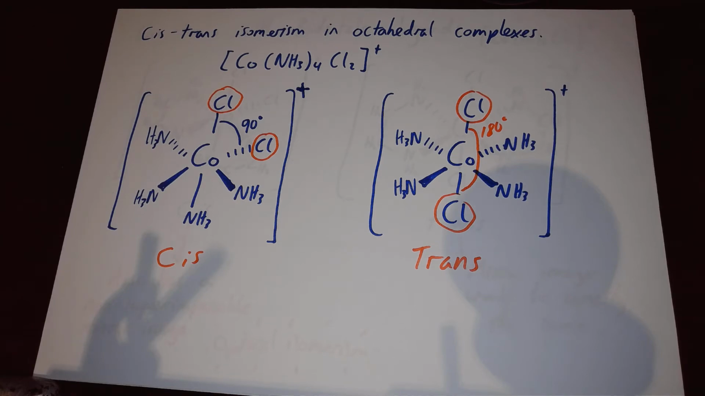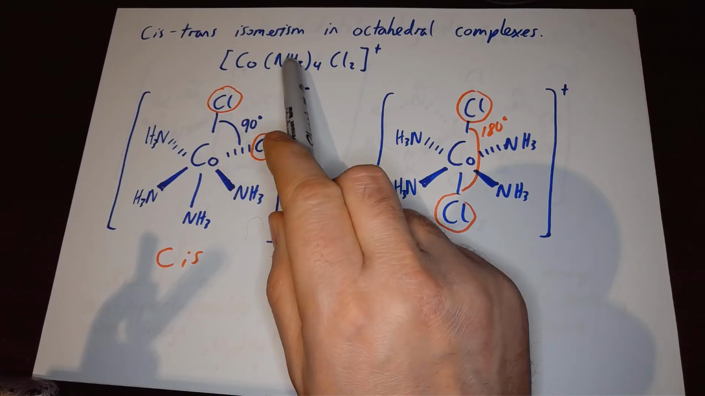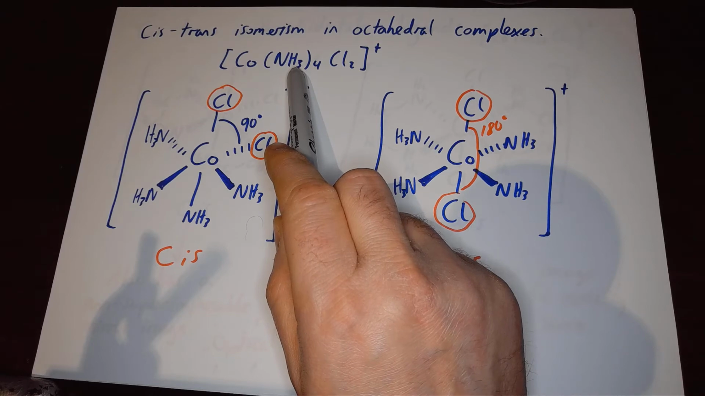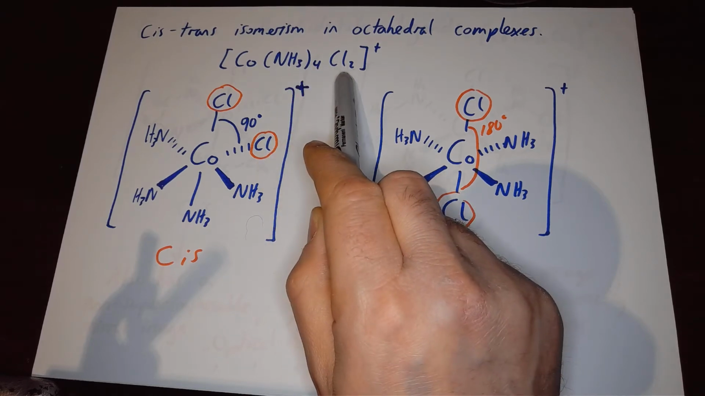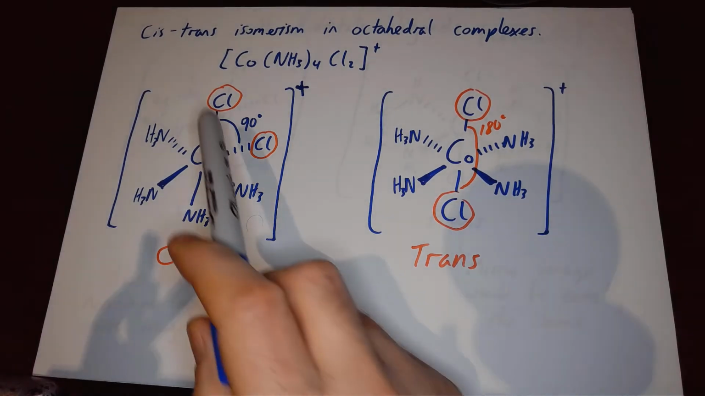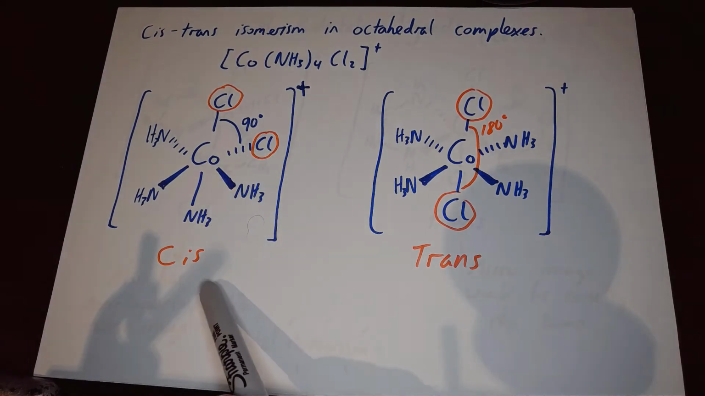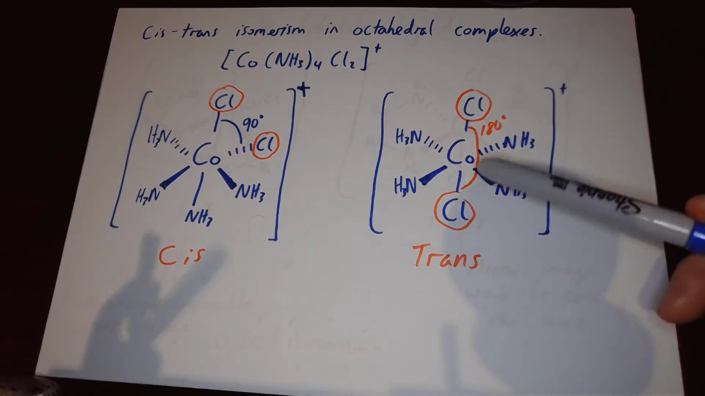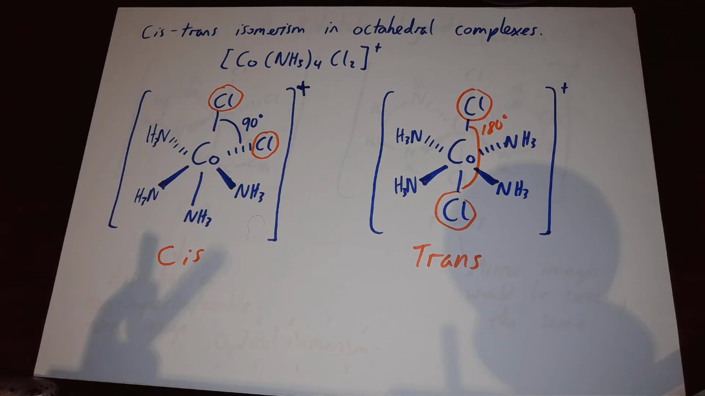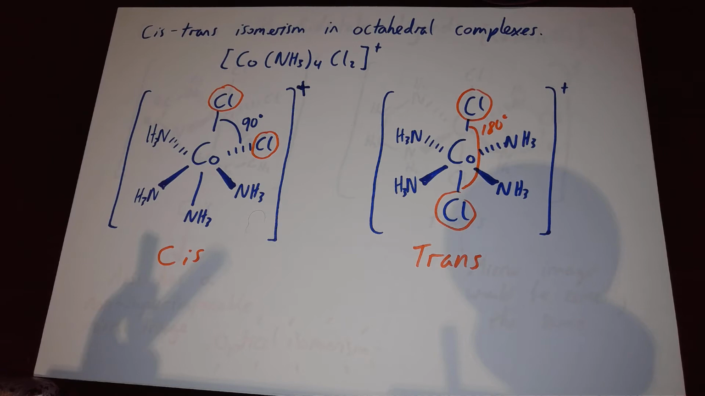We can also get cis-trans in octahedral complexes. So we've got a 3+ cobalt ion, 4 neutral ammonia ligands, and 2 negative chloride ions, giving us a plus charge overall. And the chlorides could be 90 degrees away from each other, like so, in which case it's known as cis, or they could be 180 degrees away from each other, in which case it's known as trans. And these two complexes actually have completely different colours.